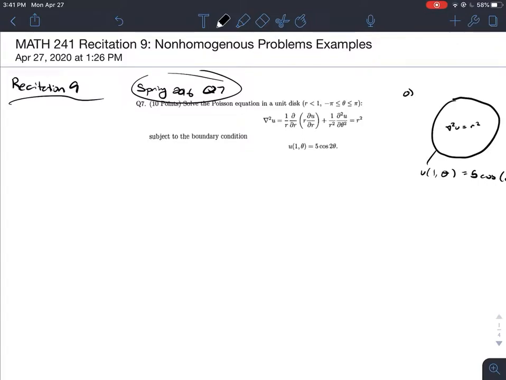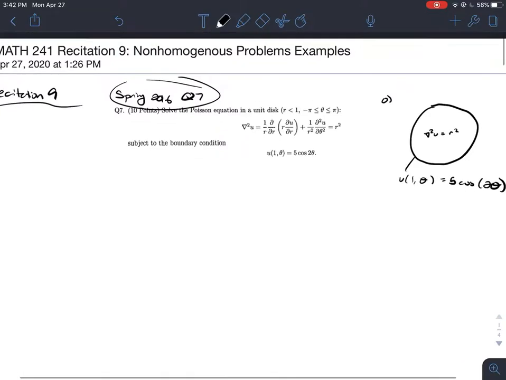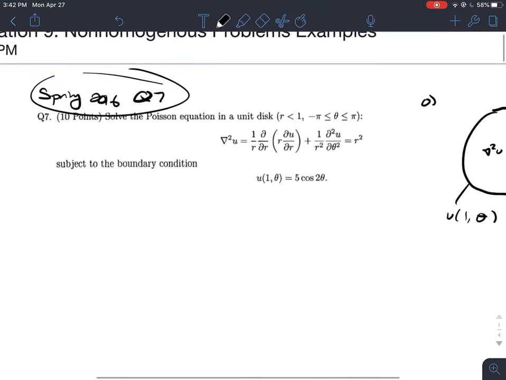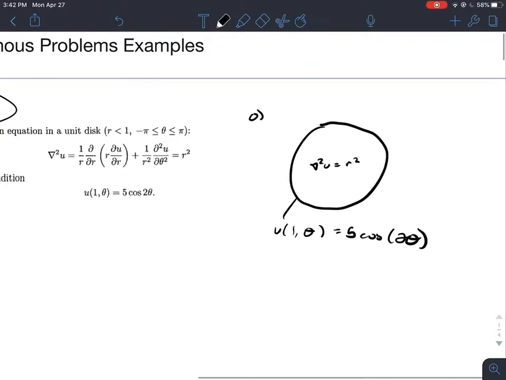So let's get started on this Poisson equation problem. We're told to solve Poisson's equation inside a unit disk, yada yada yada, with the boundary condition u(1, theta) equal to 5 cosine 2 theta. As per usual, the first step is to draw the shape, which I've done here.